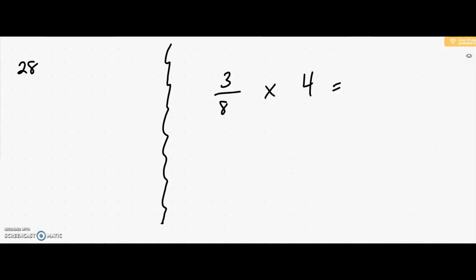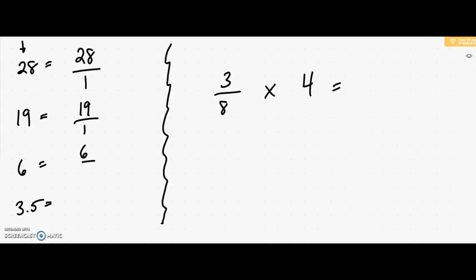We'll say the number is 28. We'll say a whole number of 19. We'll say a whole number of 6. A whole number of, I'll even throw a decimal in there, 3.5. And I said to you, well, you want to make these whole numbers here fractions. Real simple. It becomes 28 over 1. It becomes 19 over 1. It becomes 6 over 1. It becomes 3.5 over 1. They are equal to 28.